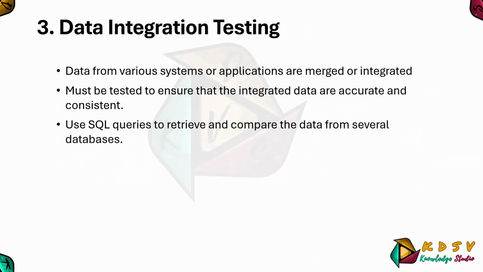Let's now explore one more critical use case where SQL can be used. Data integration testing. Data integration happens when information from multiple sources is merged into a single database or dashboard. Here, your job as a QA engineer is to verify that the merged data is accurate, consistent, and complete. And how do you do that? With SQL. SQL helps you extract, compare, and verify the data across multiple sources, systems, or integrated components.